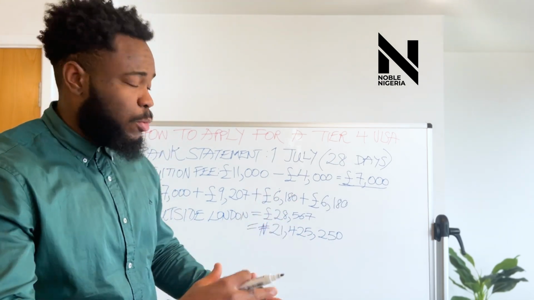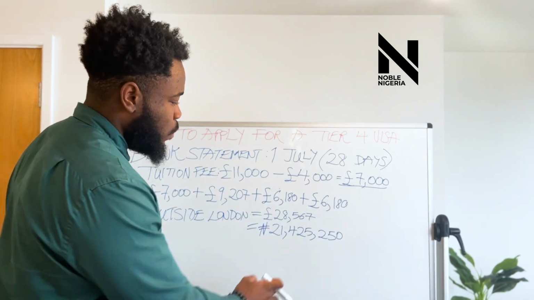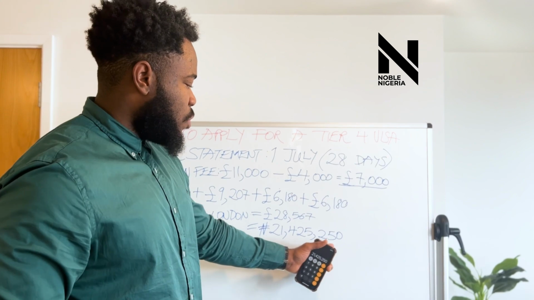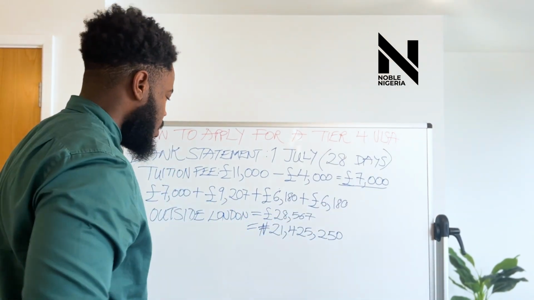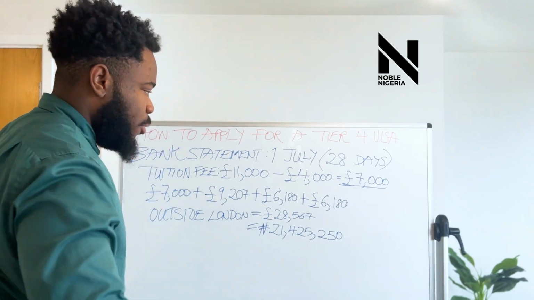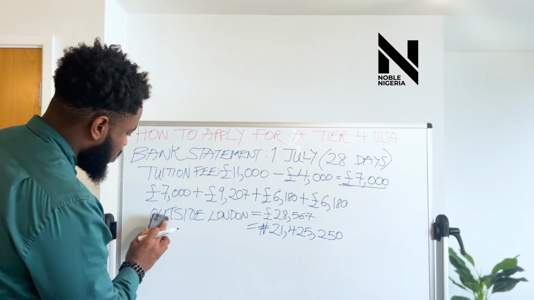In this case, you have to be safe. That's why I always suggest you put more. So in this case, I would suggest you put 22 million Naira if you have a wife and if you have a child. Now let's go to if you're inside London, right?